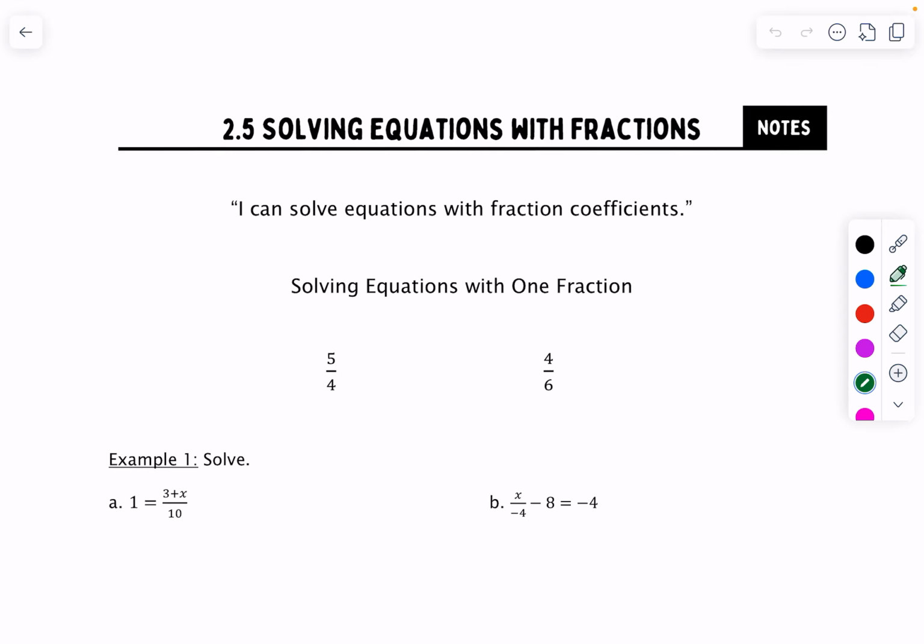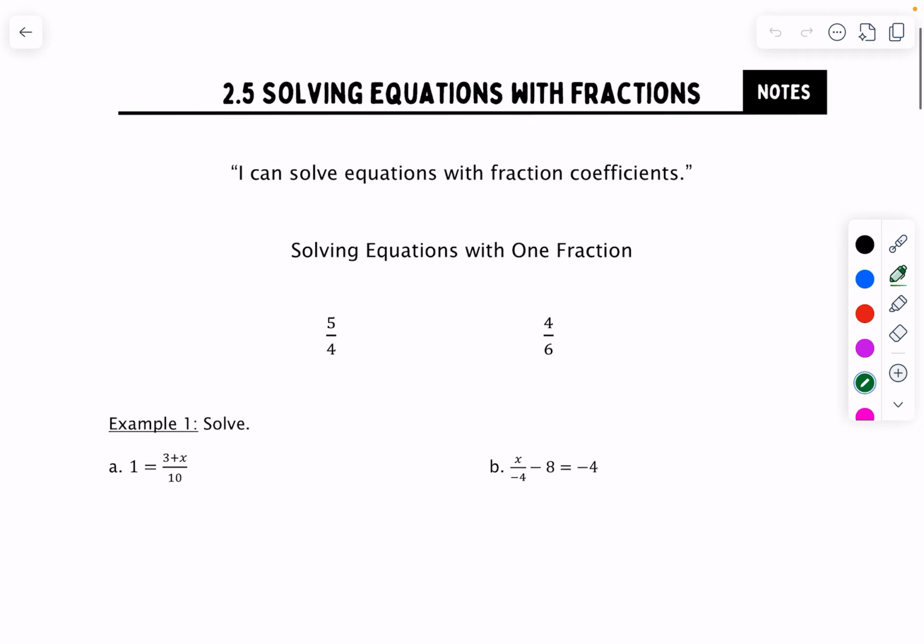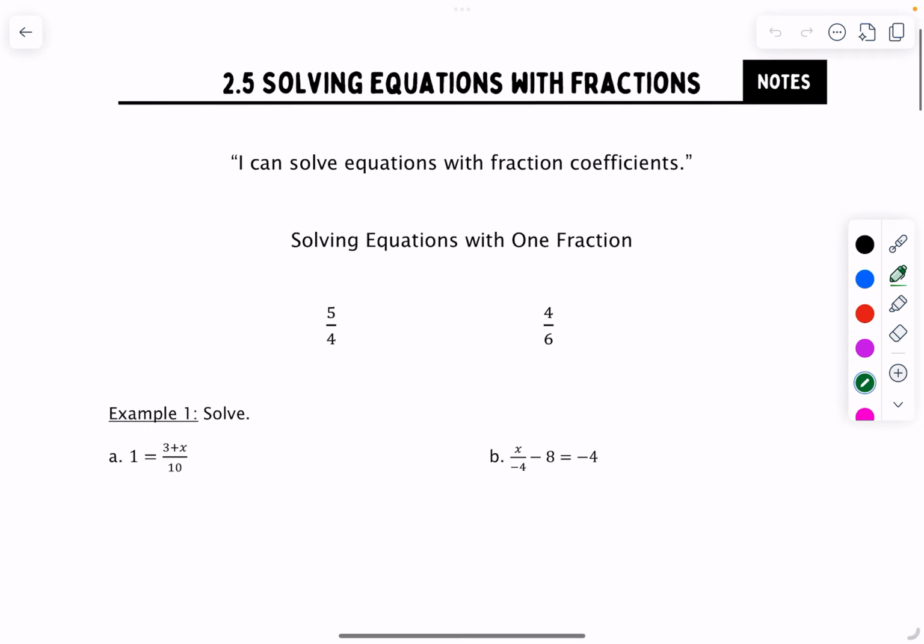So first, before I get started with problems, I sort of want to talk about how we can remove a denominator from a fraction, because that's the whole goal here. The target is to remove the fraction so we can have an equation that makes sense that we can solve much easier. So let's take a look at this 5/4 and 4/6 here that I have. So how do I remove the denominator?